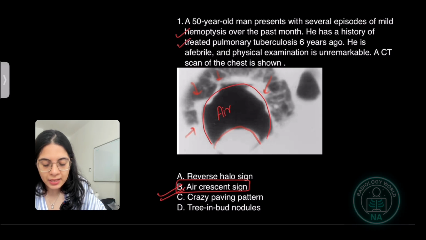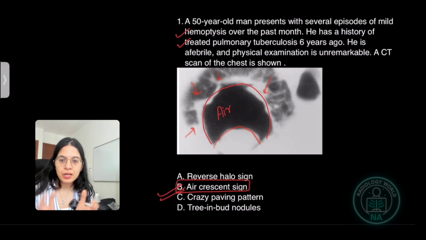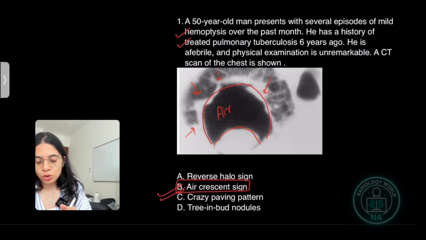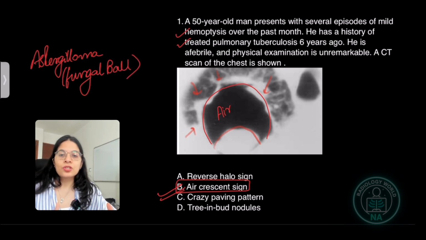Another thing that the patient has history of treated pulmonary tuberculosis. So basically the cavitary lesion which they are showing over here, it's a chronic cavity. Many times there was one cavity present and now there is something which is deposited into this ball. This is nothing but an aspergilloma, or what we can say it is a fungal ball. Okay, if you see it in layman terms, this is also something which is called as fungal ball.